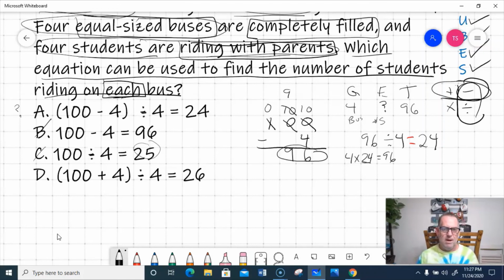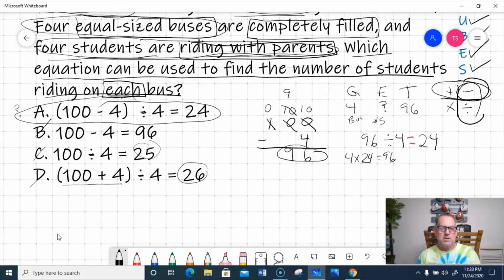Answer choice D. How could we have got answer choice D as an answer? Maybe if we didn't read the question carefully and we misunderstood that 4 students are riding with parents and said 4 parents are riding on the bus with the students, we would add 4 to 100, and then we would end up with 104, and 104 divided by 4 equals 26. But that is not correct. So A is the correct equation for how many students are going to be riding on each bus.